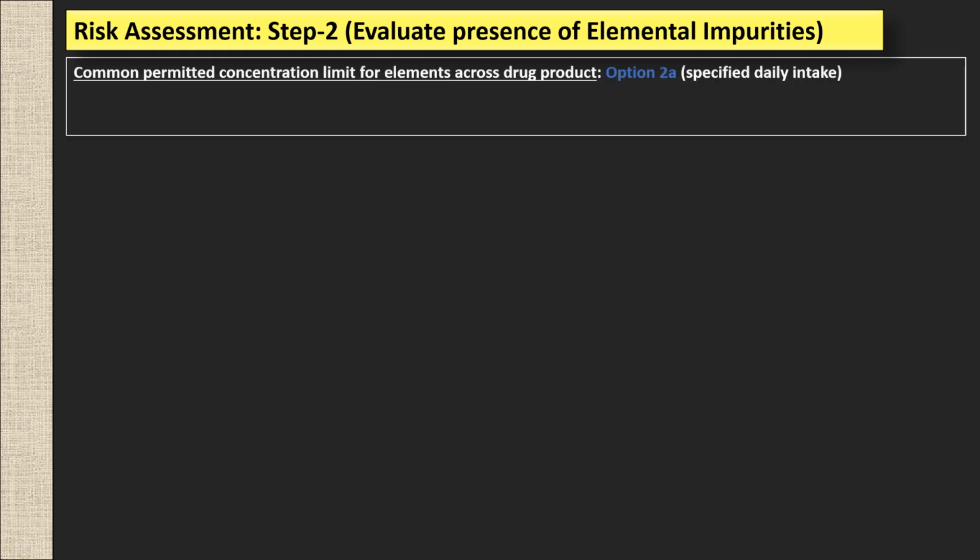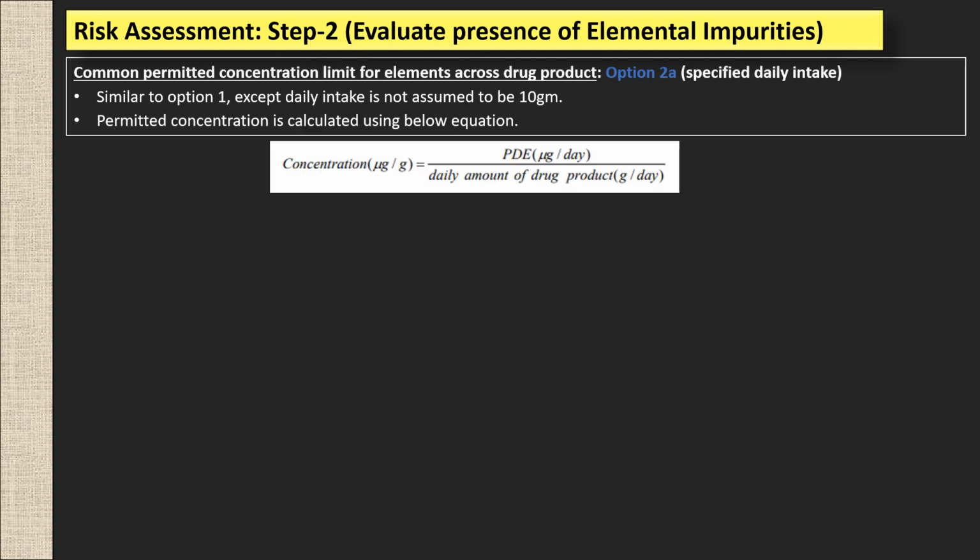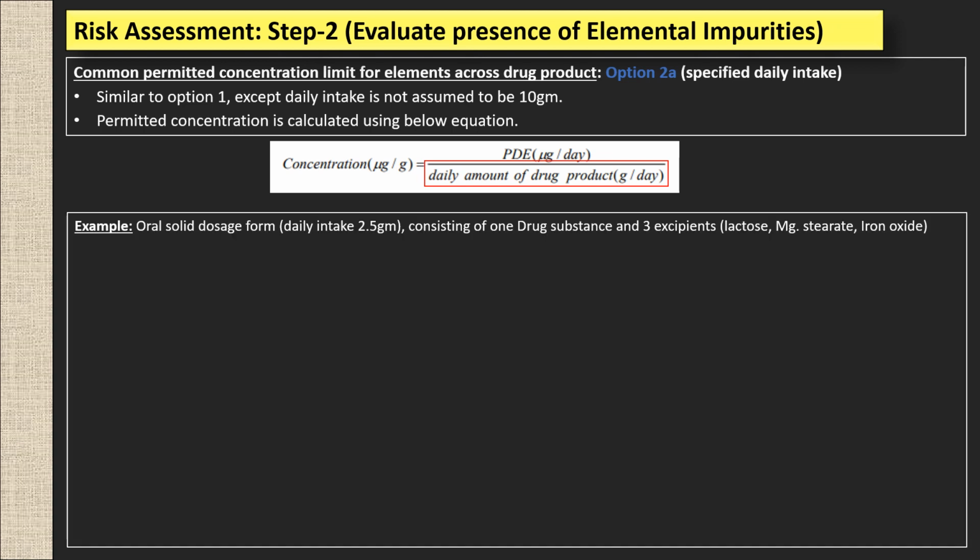Moving on to option 2A, that is with the same formula, carrying out the details for a specific dose. So it is similar to option 1. In this case, for determining the concentration, instead of assuming the daily intake as 10 mg, we just divide by the exact dose. So the permitted concentration is calculated again by the same formula. The concentration in microgram per gram is determined as the PDE value divided by the amount of drug product intake, whatever it is, and we'll consider that in this calculation.